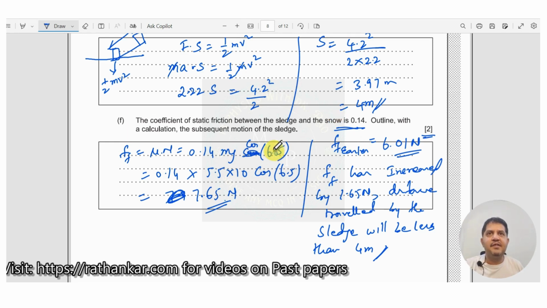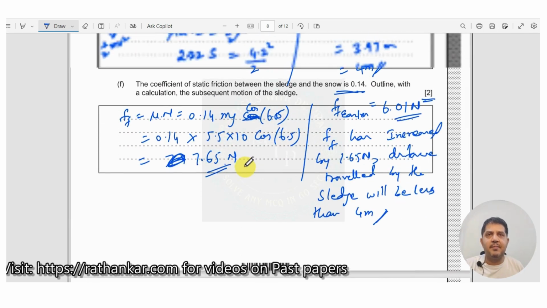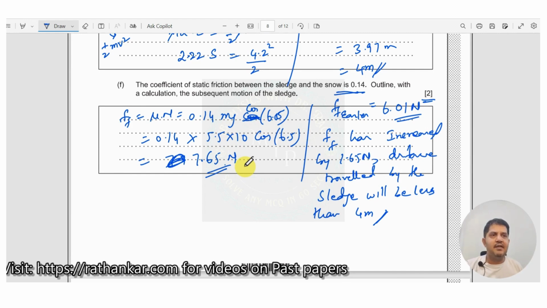So with this we come to an end to this particular problem. For 17 marks we have taken more than 17 minutes, but anyway the problem was good enough to solve. Okay, let us see the rest of the problems in the next session. Thank you.